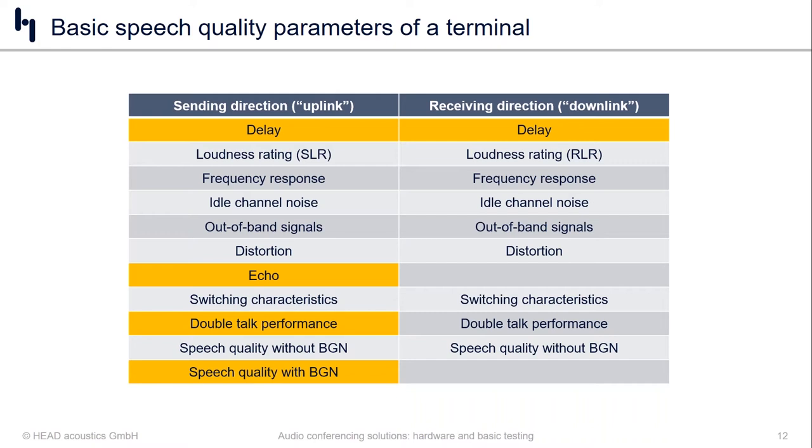In this case, we'll be talking about delay. So we want to measure delay, obviously, in the sending direction and in the receiving direction. We want to talk about echo and double talk performance, as well as speech quality in the presence of background noise. I think with these KPIs, so key performance indicators, we can already start to form a pretty good picture of what our devices are going to look like in a real conversational scenario. I'll touch on each of these individually and why they really matter for what it is that we're doing.